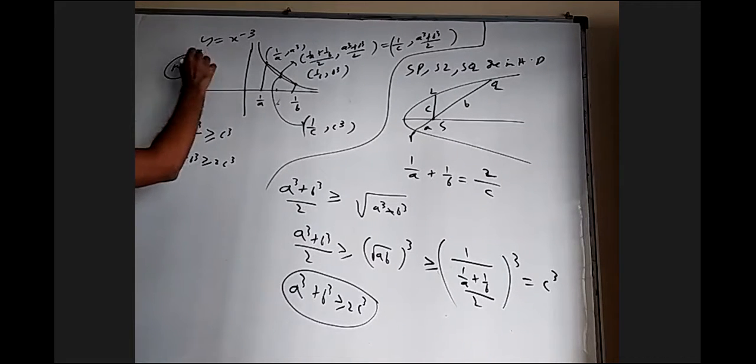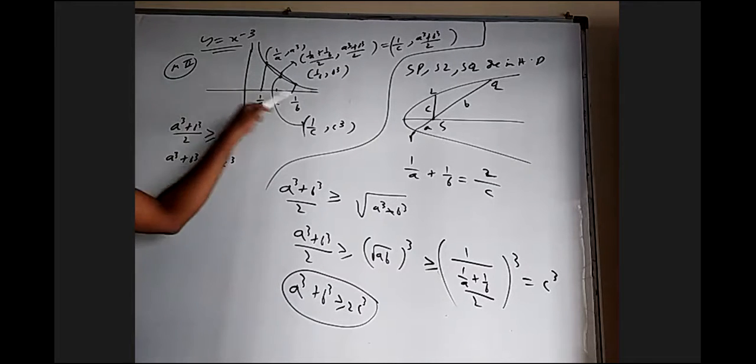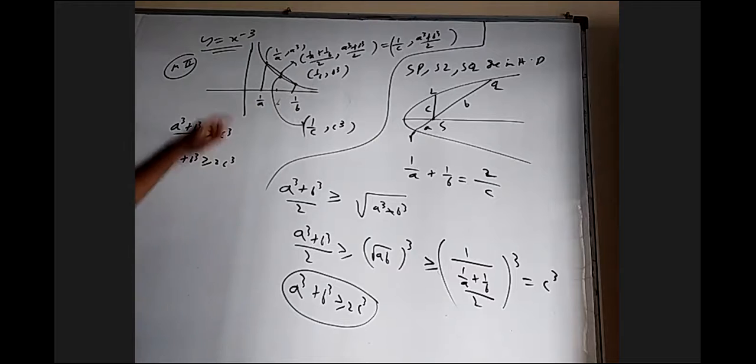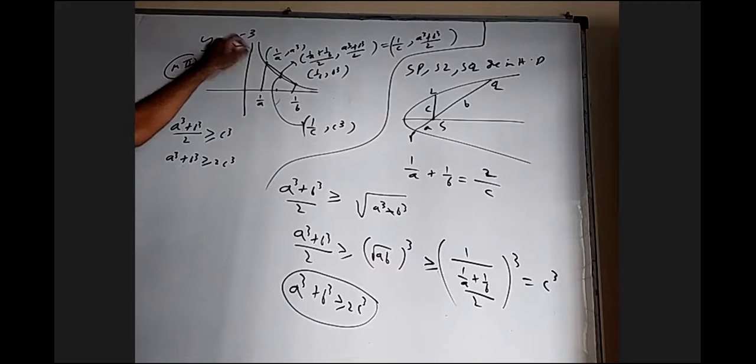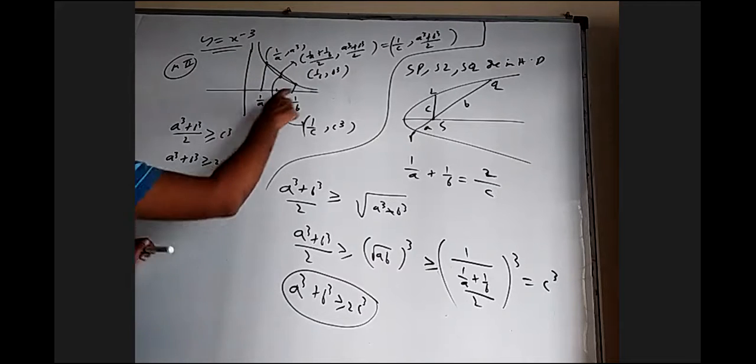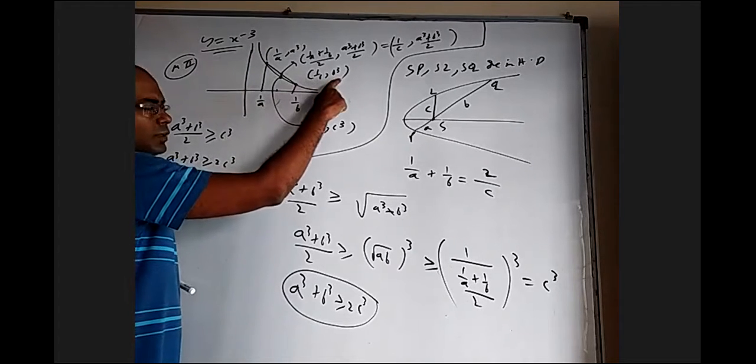I am taking the function y = x^(-3), that is 1 by x cube. The graph is this. At 0 it is infinity, at infinity it is 0. I am taking two particular points with x coordinates 1 by a and 1 by b. When I put x coordinate 1 by a here, the y coordinate is a cube. When I put x coordinate 1 by b, the y coordinate is b cube.